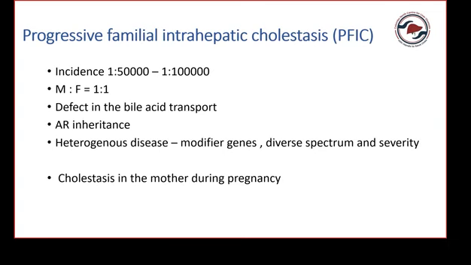It's again a rare disease, with equal male to female distribution. The defect is in the bile acid transport mechanism. Autosomal recessive inheritance, where the incidence is high in consanguineous marriages. It's a heterogeneous disease which has so many modifier genes, and the disease spectrum is quite diverse. Cholestasis in the mother during pregnancy may be a clue.